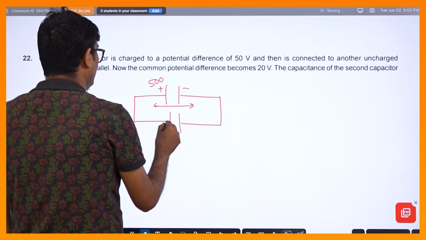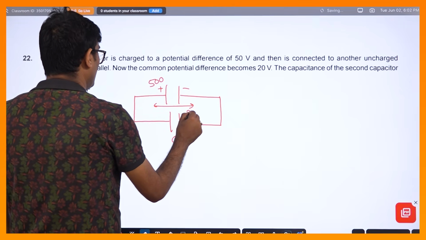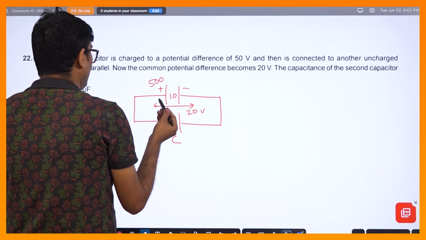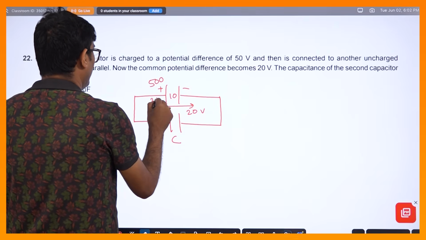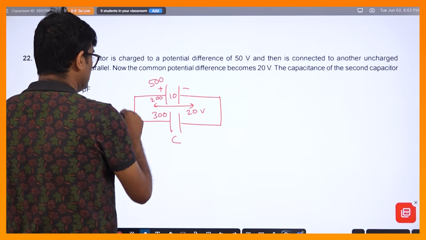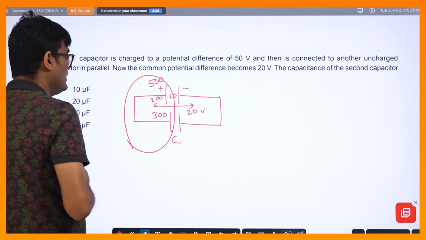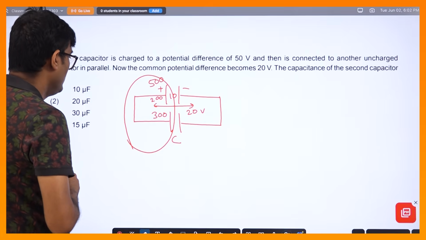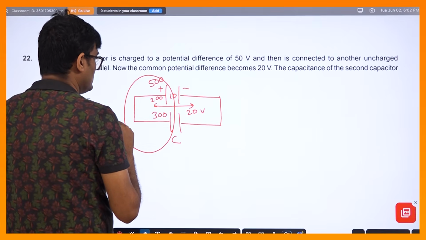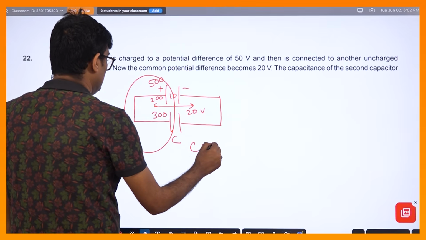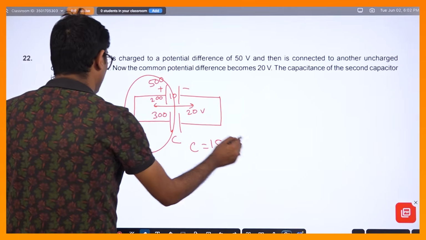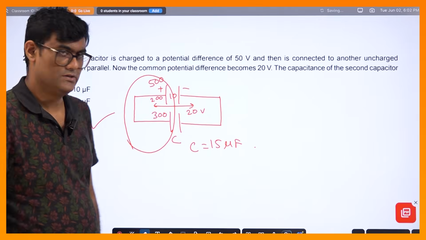If it is 20 volt and this is 10 mu f, then it must be 200 mu coulomb, and 300 mu coulomb must come here because this is an isolated system. So total charge must be 500 again. So this is 20 volt and 300 mu coulomb. So C equals Q by V. That means 15 mu f is the correct answer for this question. Got it?